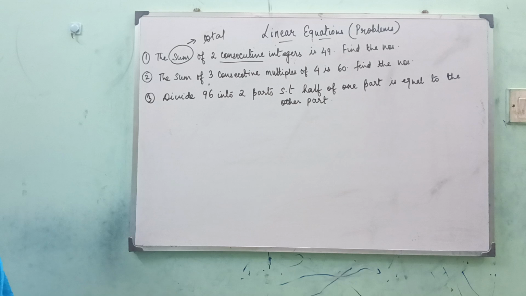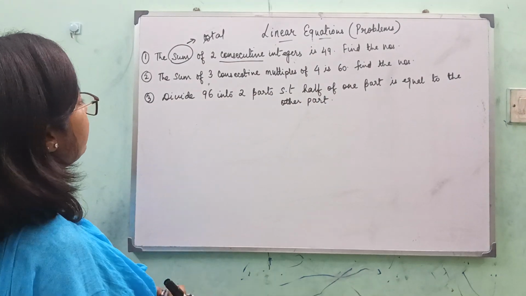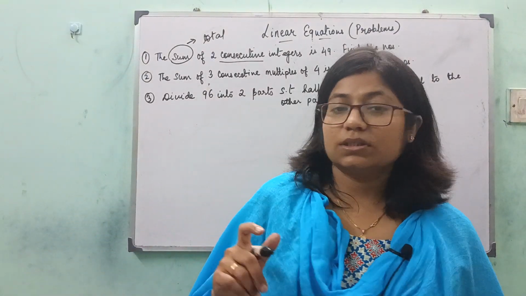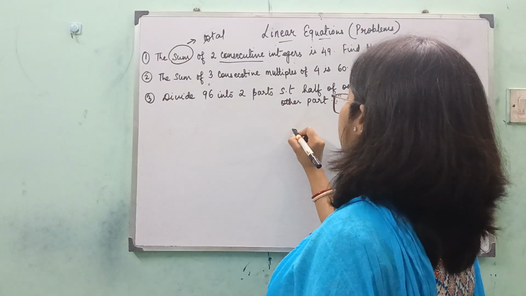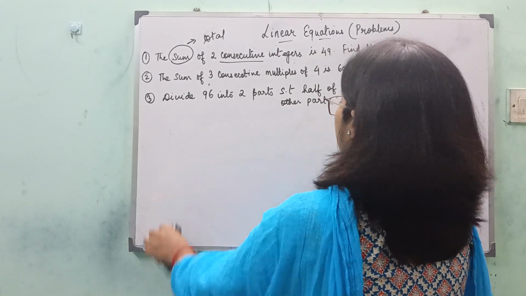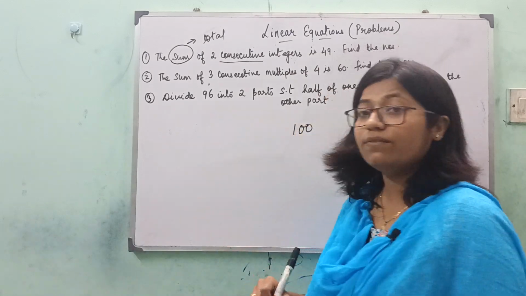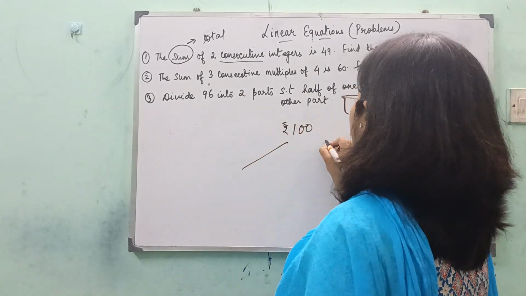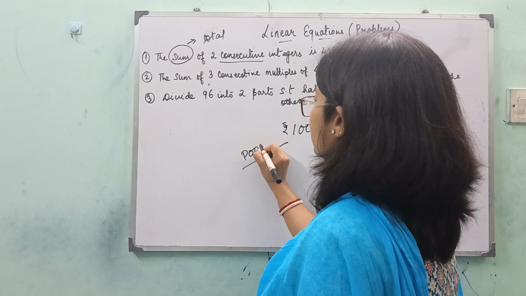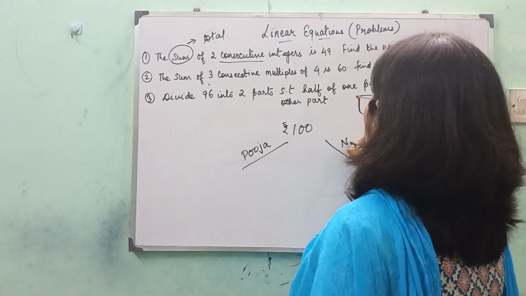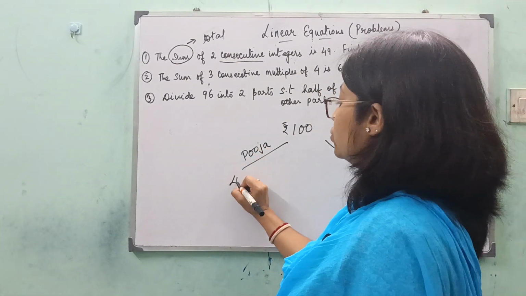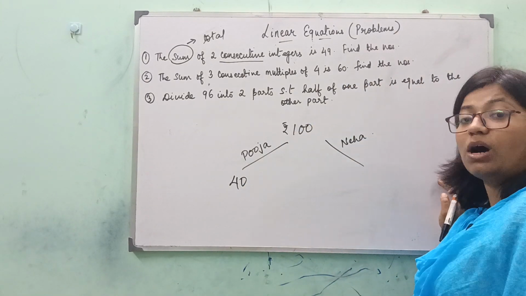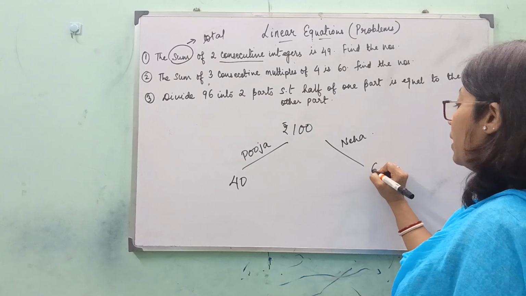Going to the last part of today's class, that is, divide 96 into 2 parts. Now suppose I have 96 rupees with me, or let us say that I have 100 rupees. Now I am giving this 100 rupees to 2 people. One is say Pooja, the other one is Neha. So to Pooja I am giving 40 rupees. The remaining I am giving to Neha. So how much is Neha receiving? Very easy, ma'am, 60 rupees.